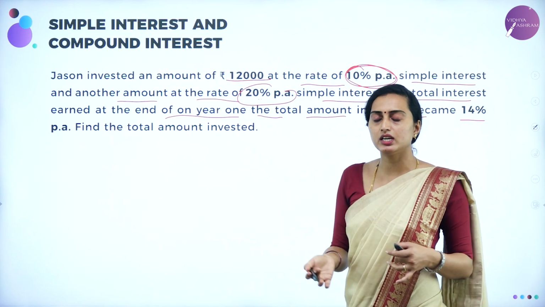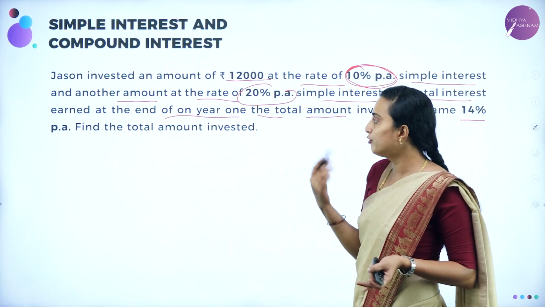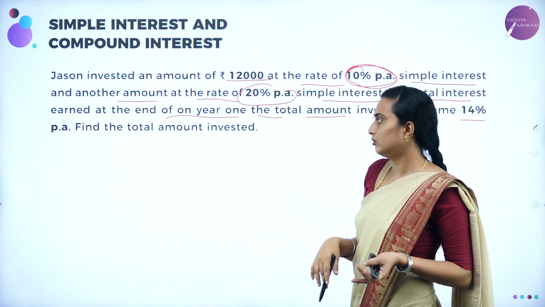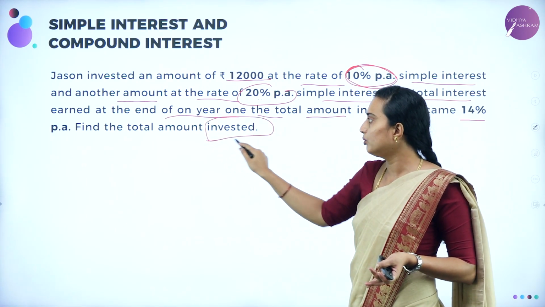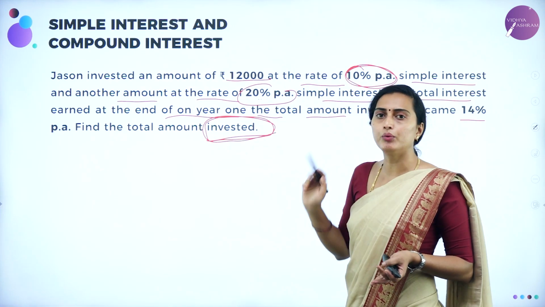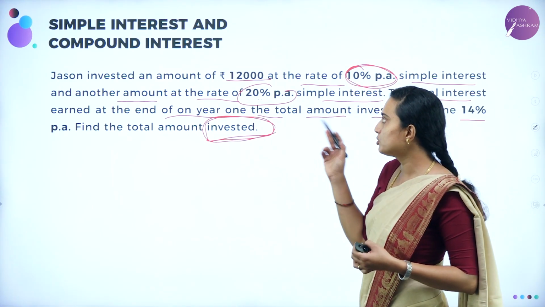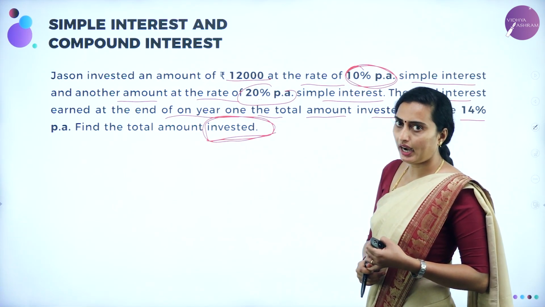So what he invested, the next year it was becoming what? 14% per annum. Find the total amount. What is invested? You need to find out what is the total amount. That means A, you need to find out. Okay. So therefore, first what he invested, let me write down that.